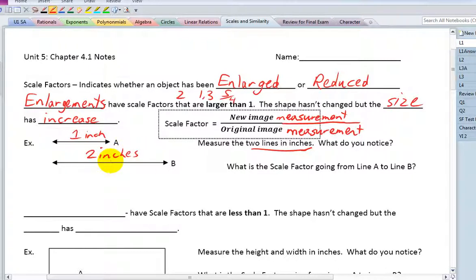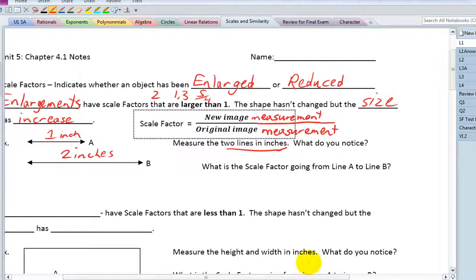Okay. So what do you notice? What can you say just by looking at the numbers right away? Good. B is twice A. But what if you looked at it the other way around? What can you say? A is half B. So that's really interesting. Because you have the same diagram, same line, depends on what you look at as your new image and what's your original image. So if we switch them, you get a completely opposite scale factor. So you got to be careful.